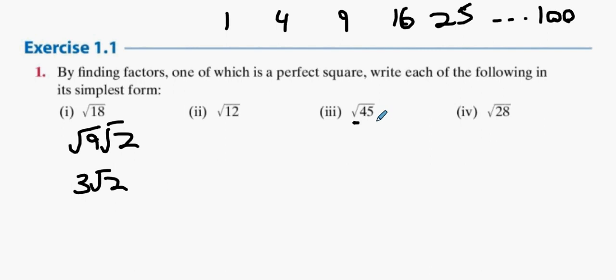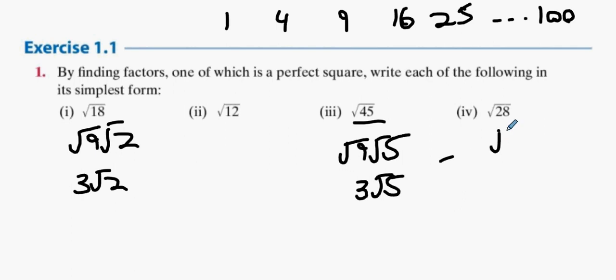What about this one here? Root 9 root 5, which would be? Anybody? 3 root 5. And finally root 28. What do you think? Root 7 root 4, which is 2 root 7.